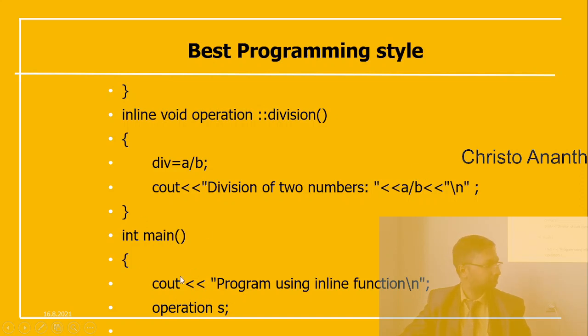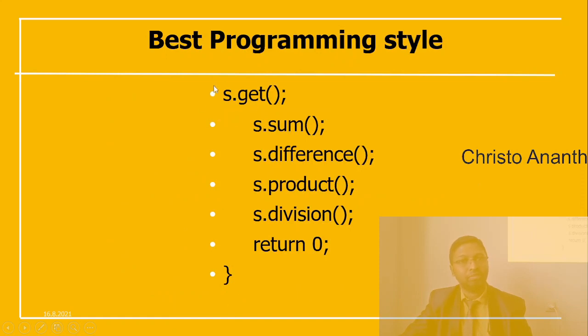Then you have the driver code in the main function. So cout, program using the inline function. Then the object s, s dot get, s dot sum, s dot difference, s dot product, s dot division, and finally you terminate with return 0.